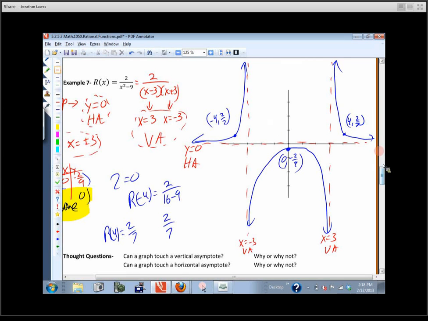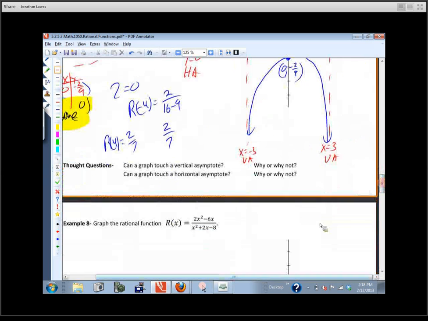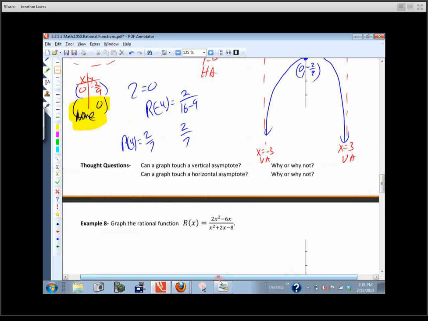Any questions? Okay, let's take a look at these couple of thought questions right here. It says, can a graph touch a vertical asymptote? Answer there is no. It can't. It can't touch it because that places a vertical asymptote because it's not in the domain, and it was a domain issue that didn't cancel. You can't touch a vertical asymptote, okay? Wouldn't be a function. Not in domain.